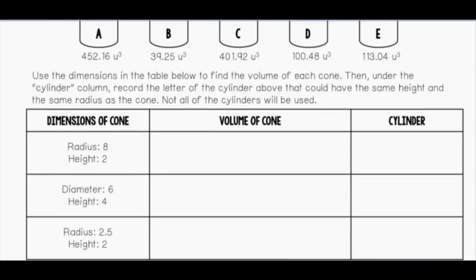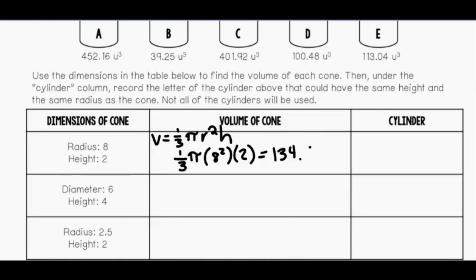So, for one of our dimensions of the cone, we have a radius of 8 and a height of 2. Our volume for a cone is 1/3 times pi times r squared times height. So if we plug in our values, 1/3 pi r squared, so 8 squared, times your height, which is 2, and you put that into your calculator to solve, you're going to get 134.04. Rounding to the nearest tenth, that's 134.0 units cubed.